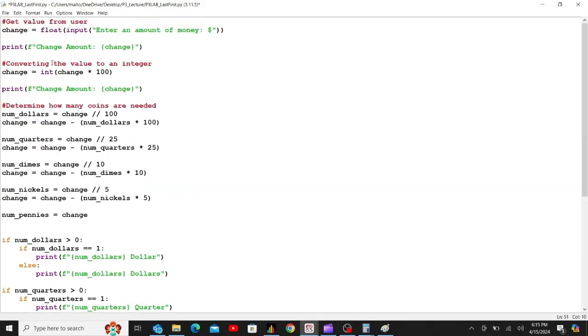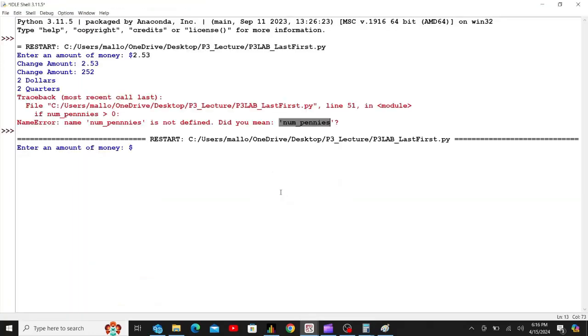Now let's see what's going on with this amount of change over here, because it looked like it was somehow rounding the value down to the next lower cent. All right, so what am I going to do right now? I'm going to take this integer part off, and I'm going to just print out the value of change times 100 and see what that looks like before we convert it to the integer. So let me do the same thing, 253.